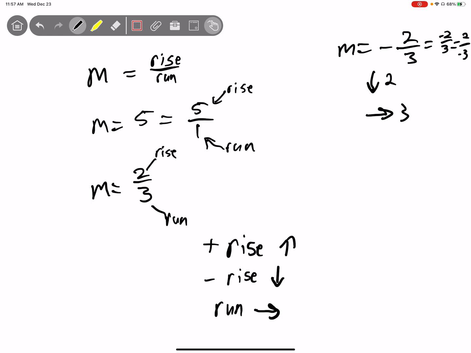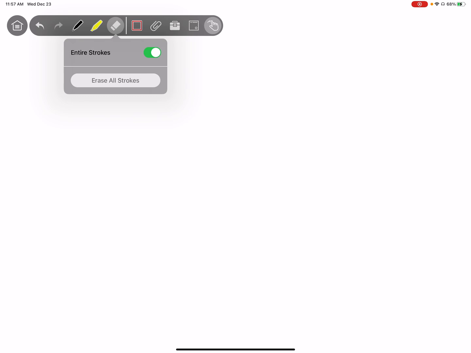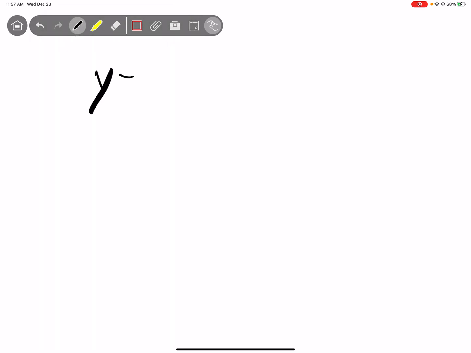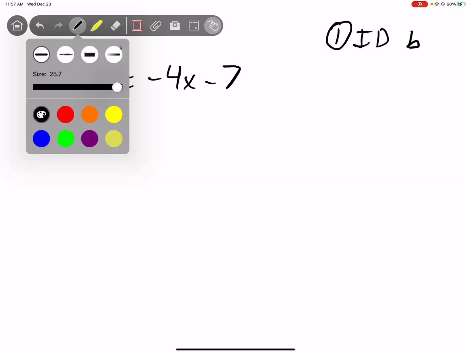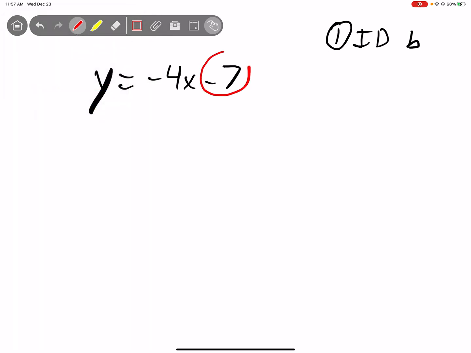So what if I'm given an equation? How am I supposed to graph it? What are my steps? Simple. Let's say your equation is y equals negative 4x minus 7. First thing I want you to do, ID your b, which is your y-intercept. Well, if I do that, b is -7.